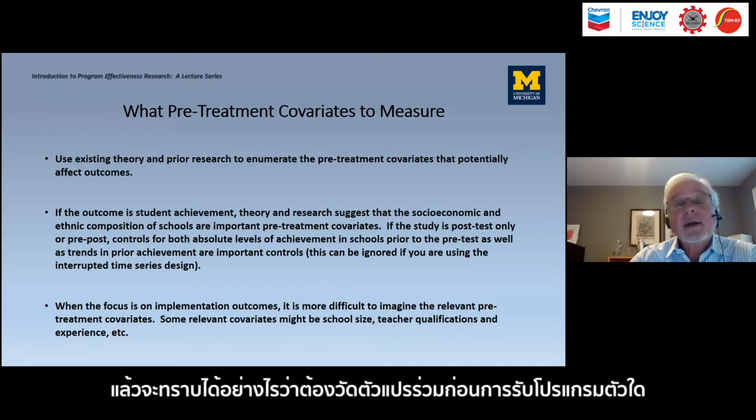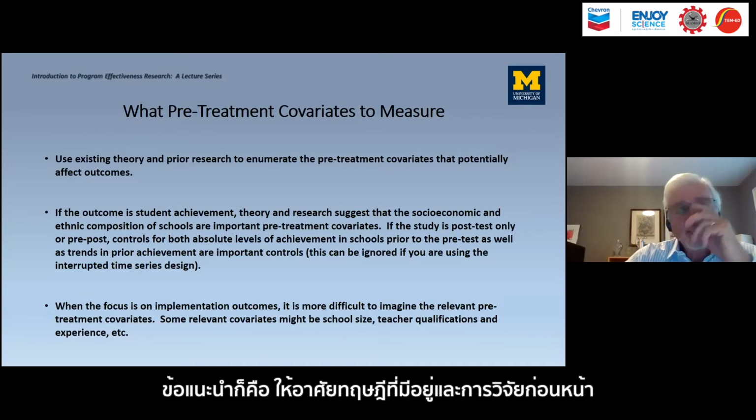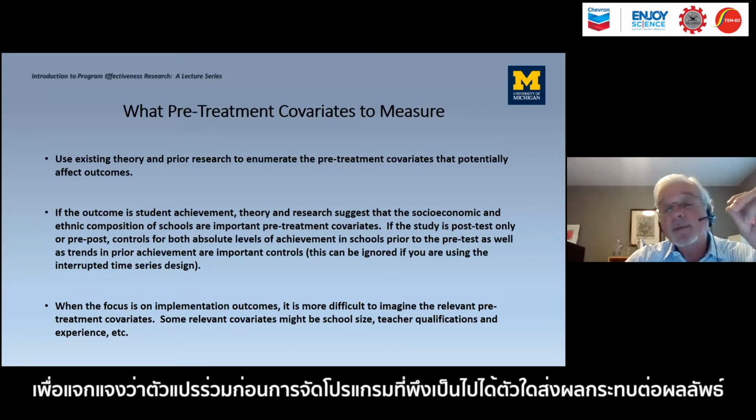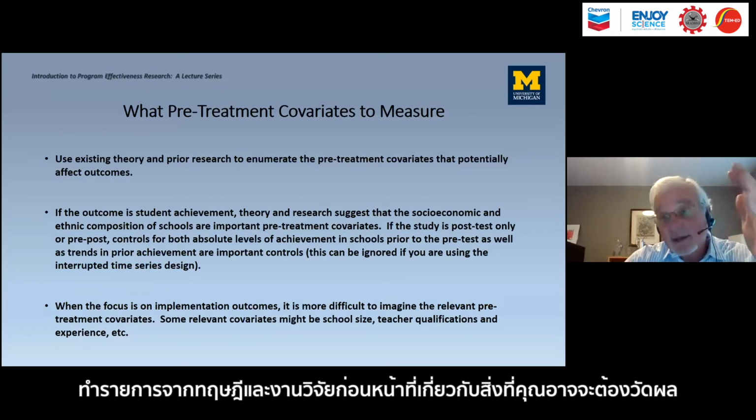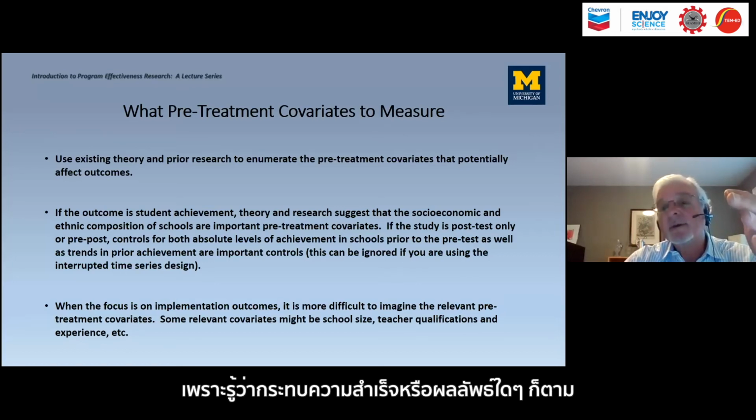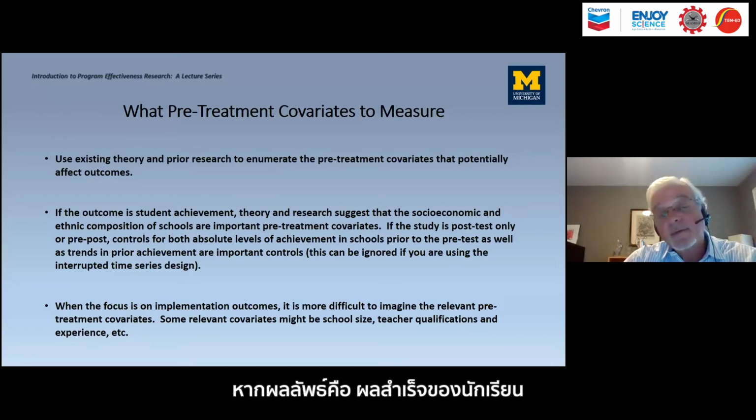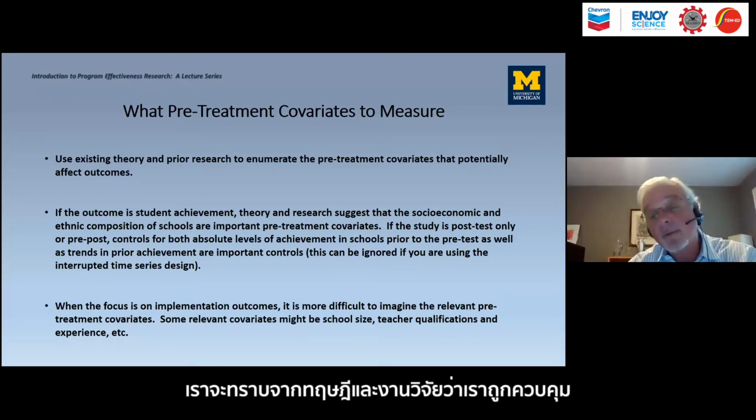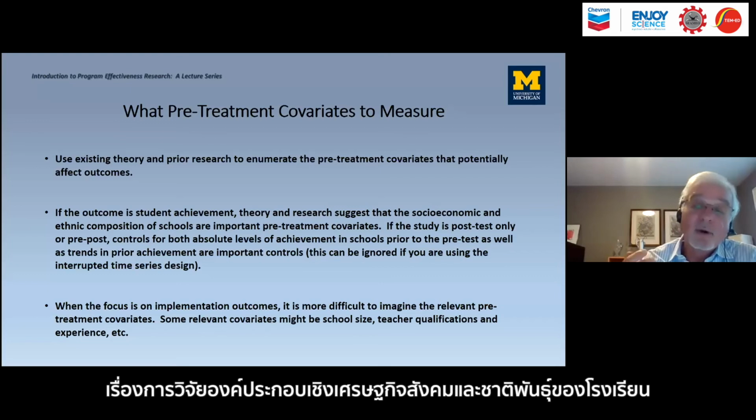So how do I figure out which pre-treatment covariates to measure when I'm doing matching? The advice is to rely extensively on existing theory and prior research to enumerate which pre-treatment covariates potentially affect outcomes. So make a list from theory and prior research of the things you ought to measure because they're known to affect achievement or whatever the outcome is. And so, if the outcome is student achievement, well, then we know from theory and research that we ought to control for the socioeconomic and ethnic composition of schools.